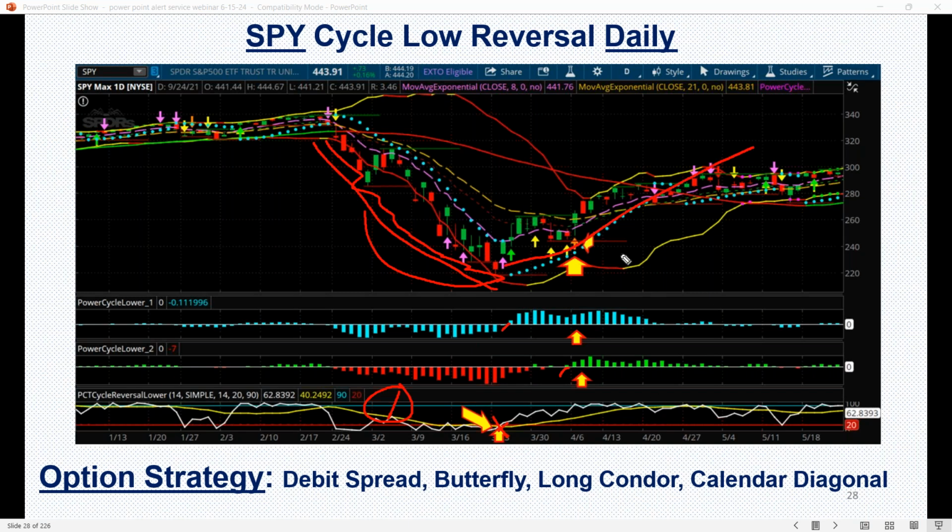Now these are great for, again, debit spreads, or we can do a butterfly when we're targeting a reversal up to a key moving average or a lot of option activity. Long condors and counter diagonals. These are the go-to strategies we'll use on something like that. So matching that with the chart pattern.